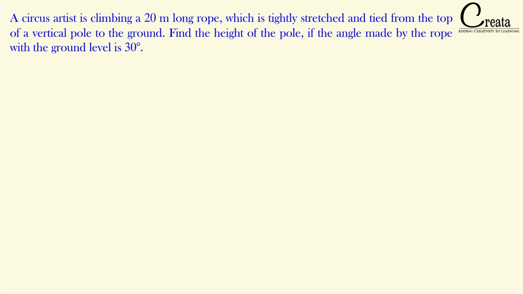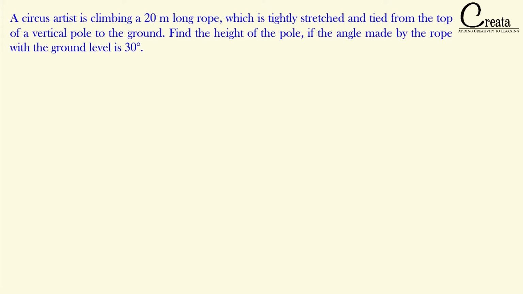A circus artist is climbing a 20-meter long rope which is tightly stretched and tied from the top of a vertical pole to the ground. Find the height of the pole if the angle made by the rope with the ground level is 30 degrees. So this is the question.